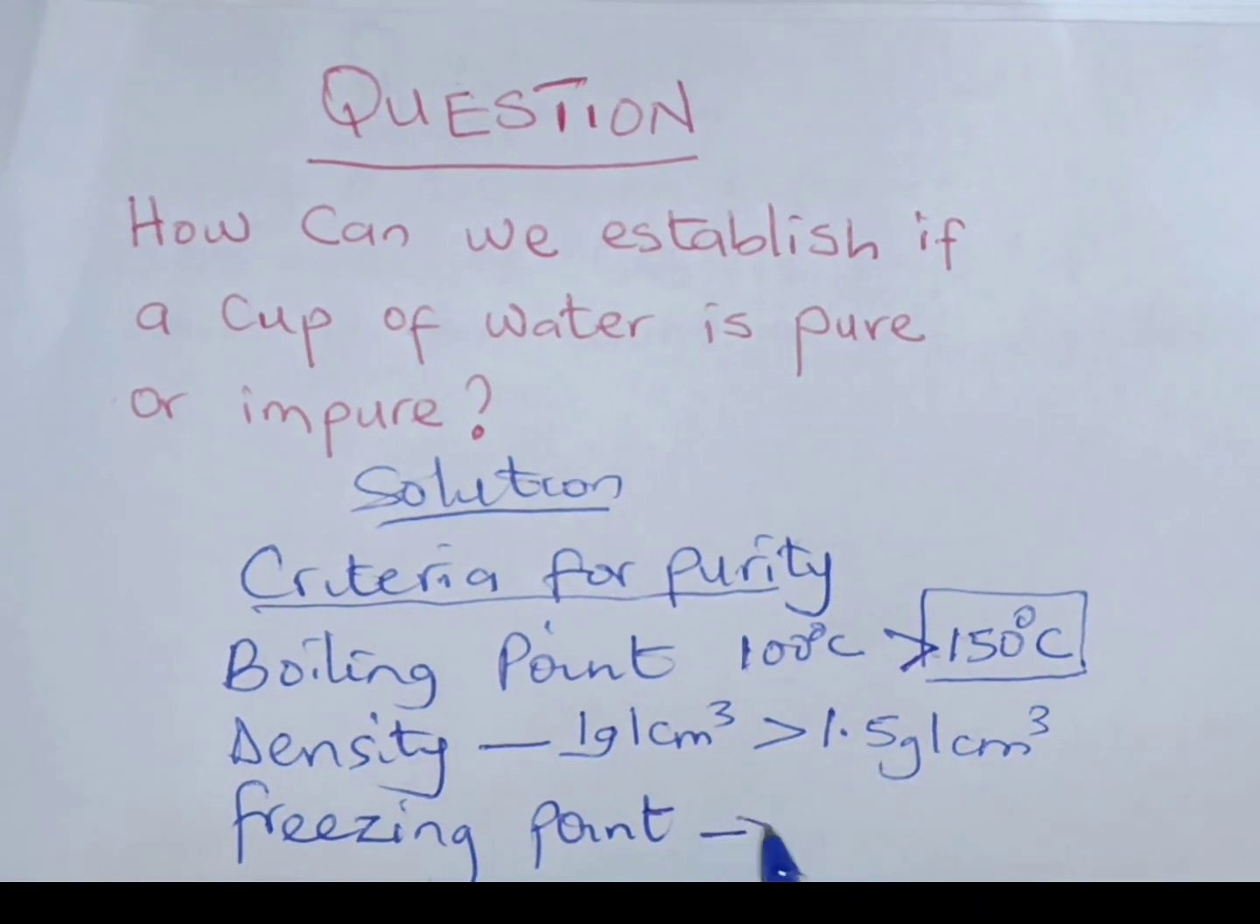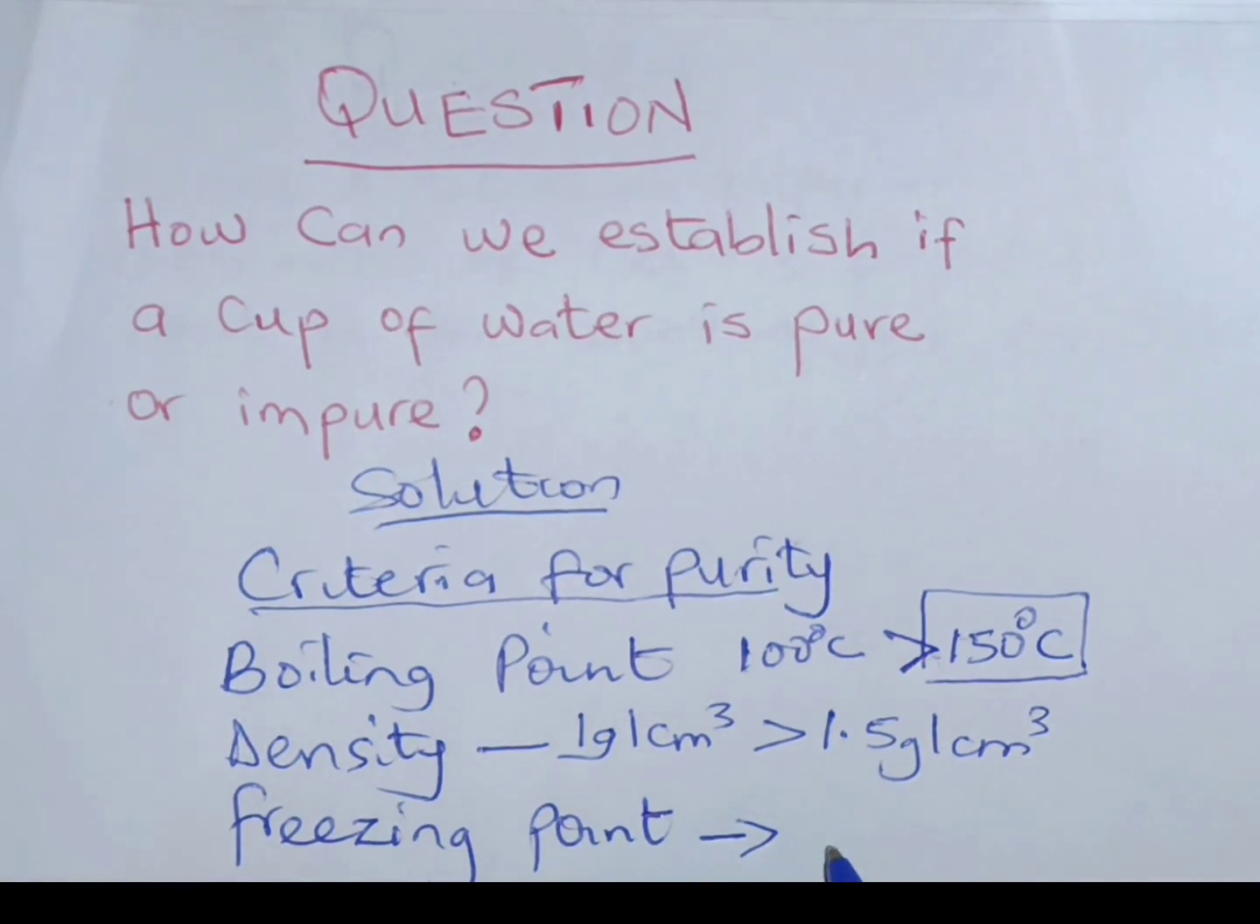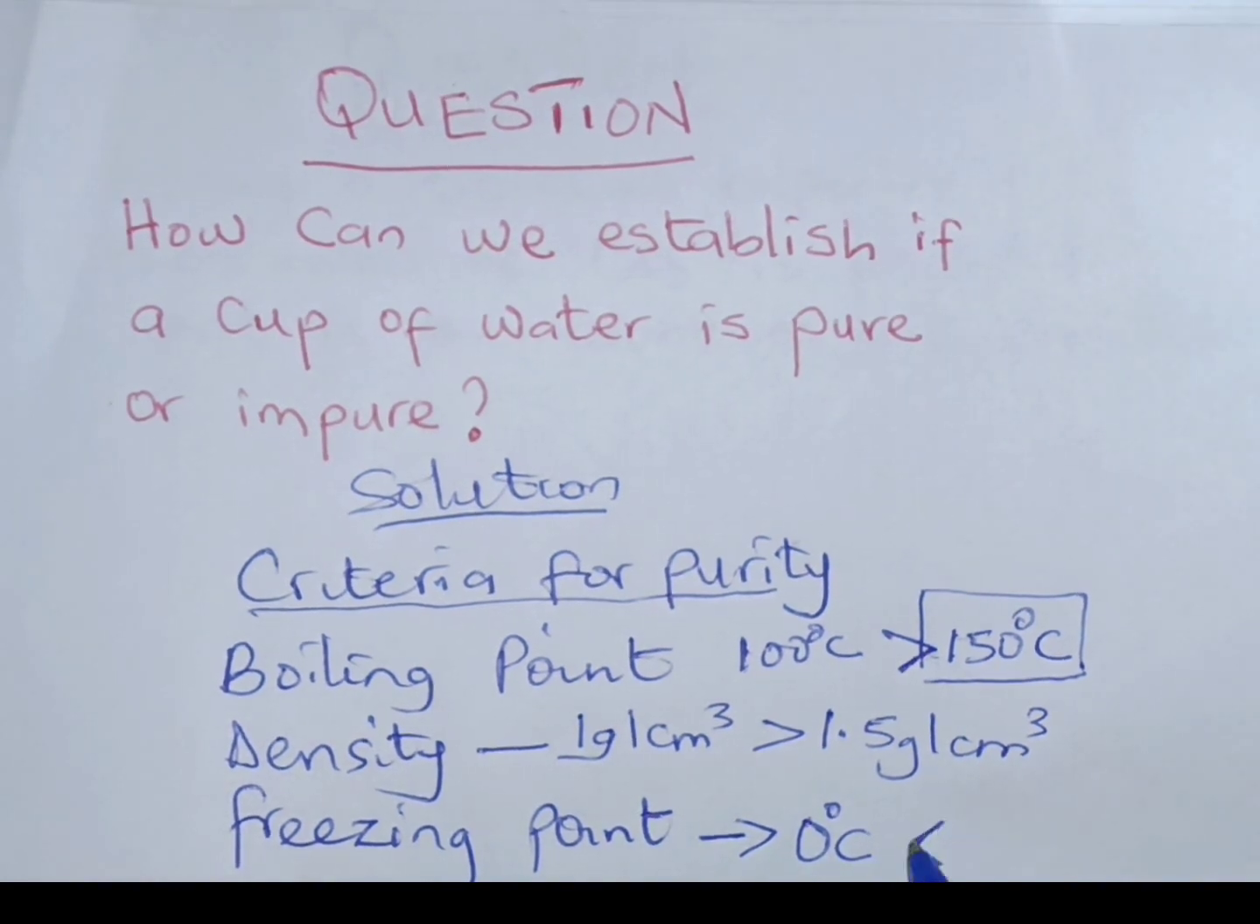And then the freezing point too. The freezing point of pure water is what? 0 degrees Celsius. It is at this temperature that water becomes solid, that's in form of ice. So the presence of an impurity reduces the freezing point.